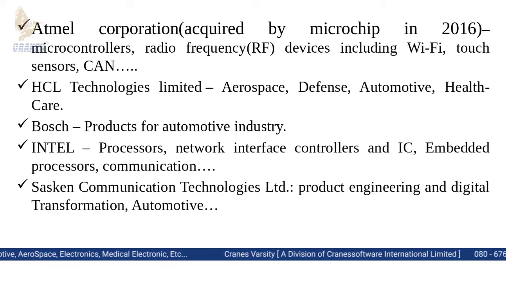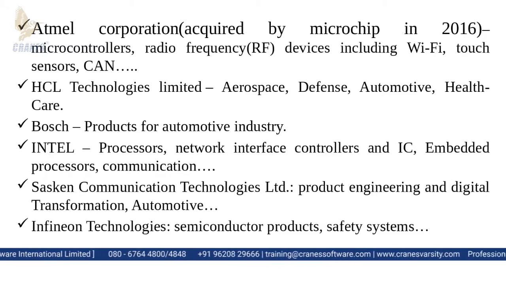Sasken Communication Technologies Limited. Sasken is a specialist in product engineering and digital transformation. In automotive, it is the smart devices. Infineon Technologies. Infineon provides semiconductor products for use in powertrains, which is used in the engine and its transmission control. Comfort electronics like the steering, shock absorbers, air conditioning, as well as in safety systems like the ABS, airbags and the ESP. The product portfolio includes microcontrollers, power semiconductors and sensors.